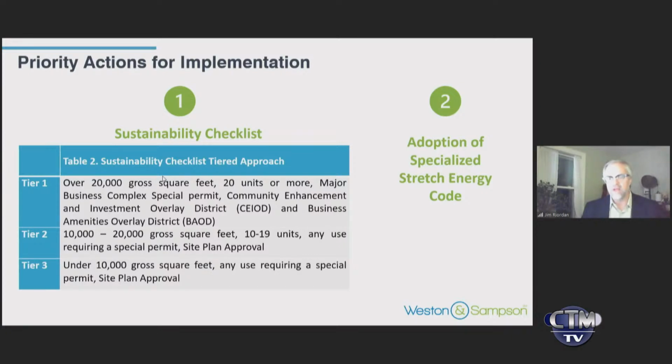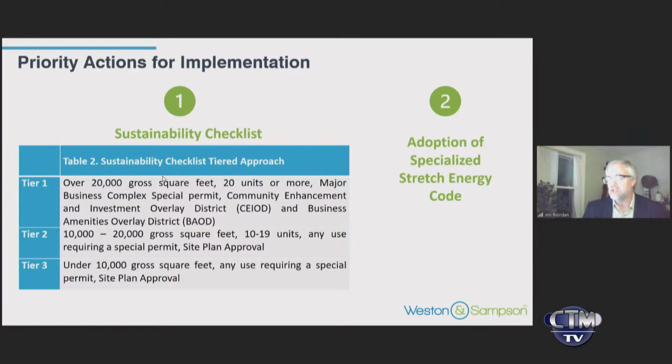We set this up in tiers, with tier 1 being the most restrictive, having the most requirements associated with it, and tier 3 being the least. These tiers have to do with the intensity of the development. So you can see tier 3 is for projects that are under 10,000 gross square feet, and tier 1 is for projects over 20,000 gross square feet or 20 units or more. So more in the way of major developments. And then in between there is tier 2, between 10,000 and 20,000 square feet, or about 10 to 19 units.